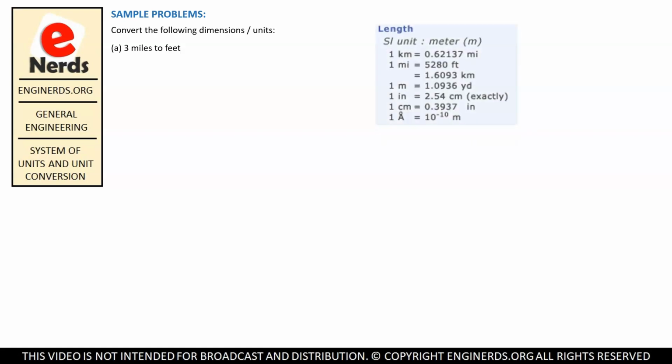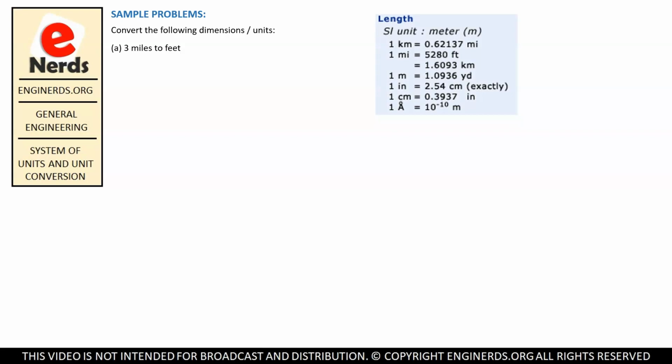Okay, so let us solve some examples here. So let us convert the following dimensions in unit. So A, we have 3 miles to feet. So ito yung ko-convert natin. So we are discussing about length here. So ito yung gagamitin nating mga units. Okay, so sulat ko muna yung given natin, 3 miles. And then, we want to express it into unit feet.